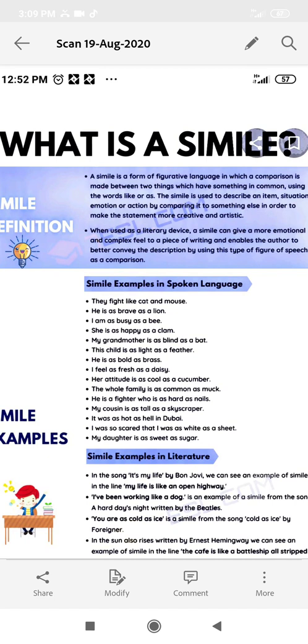Dear children, now we are going to learn the figures of speech. Now, what is figures of speech? Let's see. Basically, figure of speech is used to express the language in a decorative and interesting way.